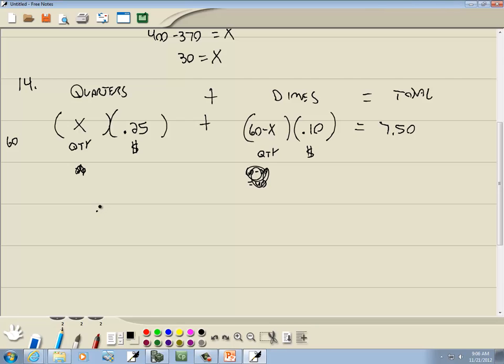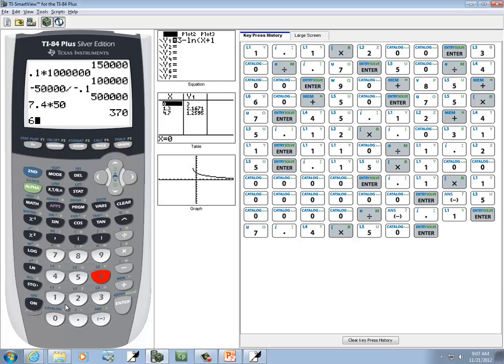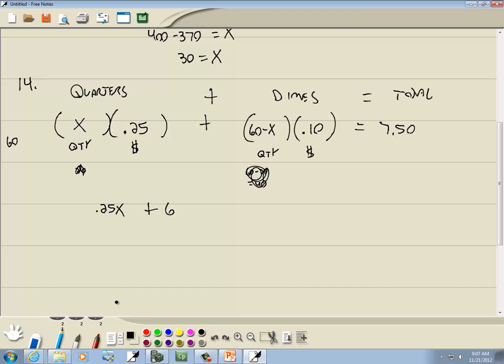So I got 0.25X. And, oh, I hate decimals. 0.10 times 60, I think it's 6. Shouldn't have to think this hard this early in the morning. 60 times 0.1, there. And then 0.10 times negative x gives us negative 0.1x. And over on the right side, 7.50 just becomes 7.5. You drop off the zeros at the end of decimals.